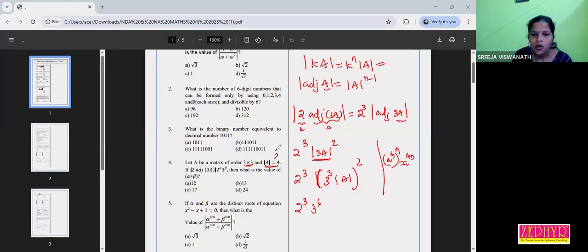Determinant a is 4. 4 can be written as 2 square. 2 square, the whole square. That is 2 cube into 3 raised to 6 into 2 raised to 4. Now a raised to m into a raised to n, a raised to m plus n. So 2 raised to 7, 3 raised to 6. That is 7 plus 3, 30.